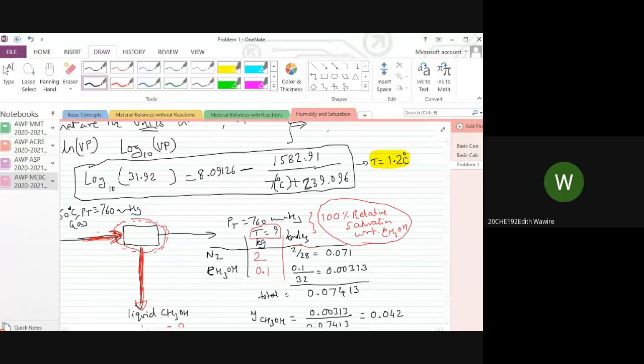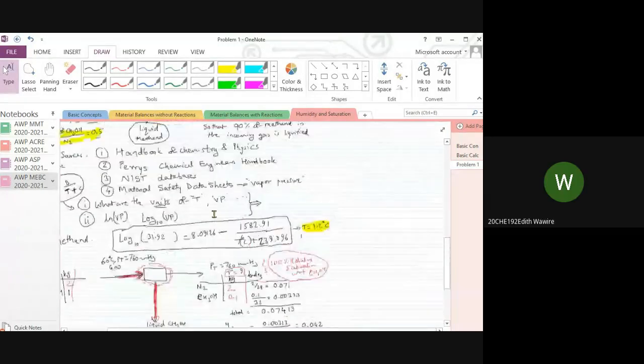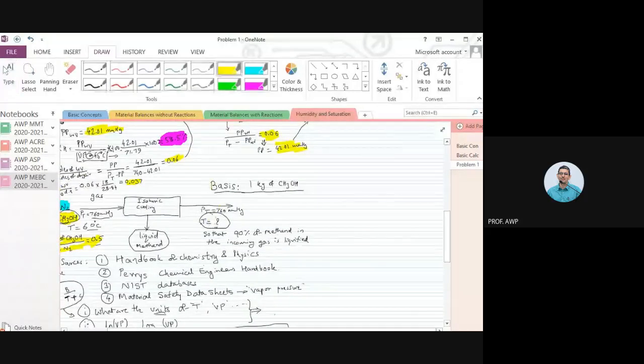1.2053. Temperatures we can't measure to the third decimal place, so we'll just round off. Okay, does that answer your doubt, wherever you are stuck? Yes, sir. The most important point is to select a basis. You've already done that, so you just have to go through all these calculations.